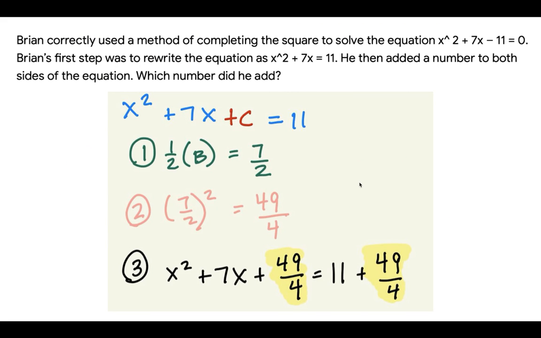In this question, you are asked to find what number he added for C. Again, I will follow the 3 steps. I take half of B, square it. That would be the number he added for C. 7/2 squared is 49 over 4.